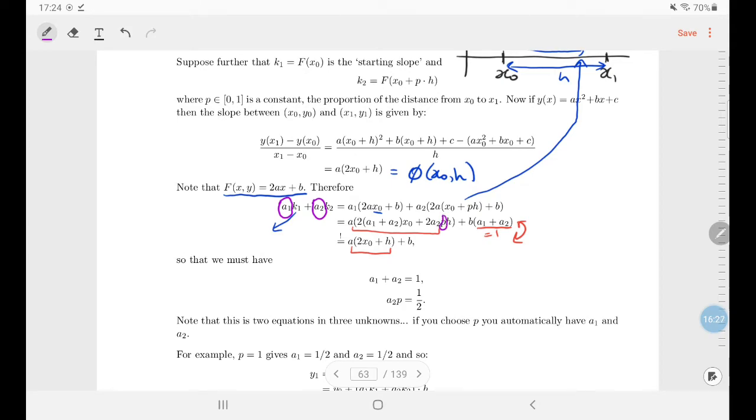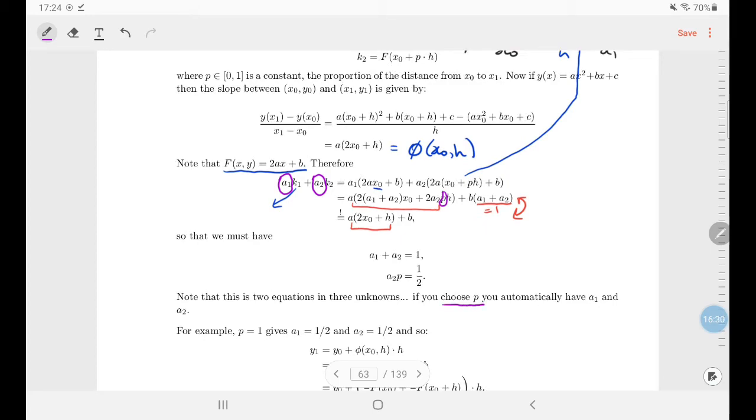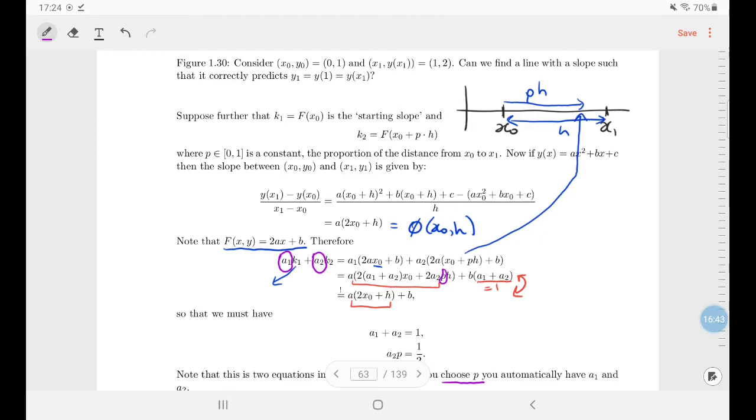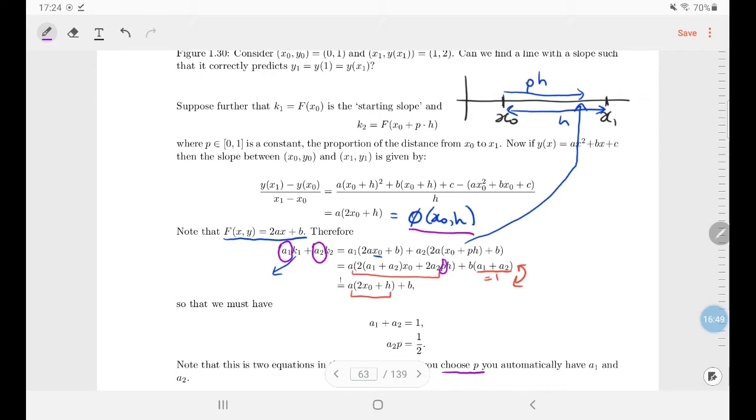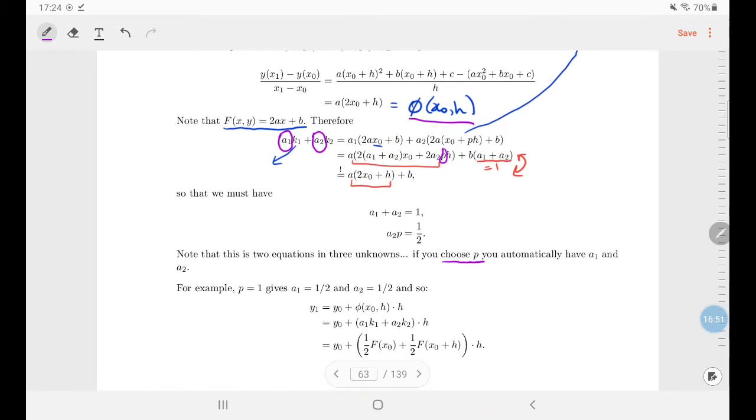But really what this is saying is if you choose p, you've got 2 equations, 2 unknowns you can solve. So for any value of p, you take the starting point x0 and any other point between x0 and x1, and you can get 0 error for quadratics. In a way, it's like the 3-term Taylor method.